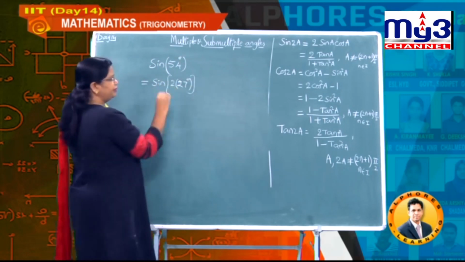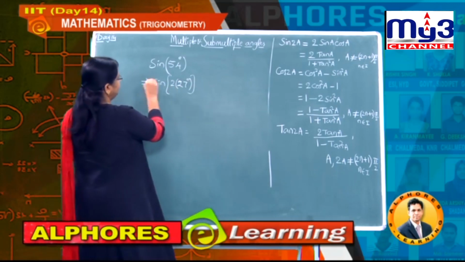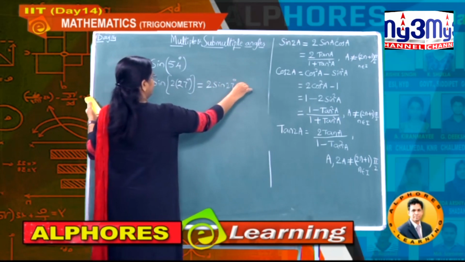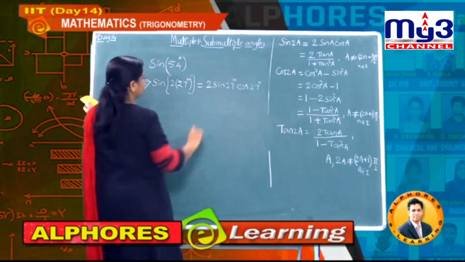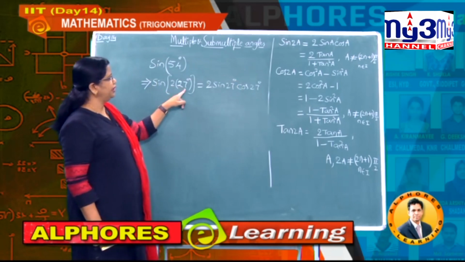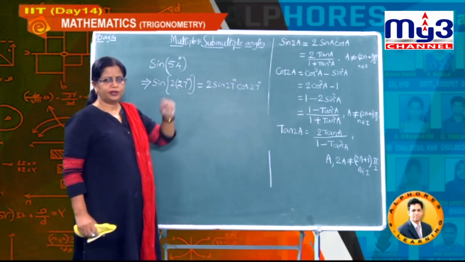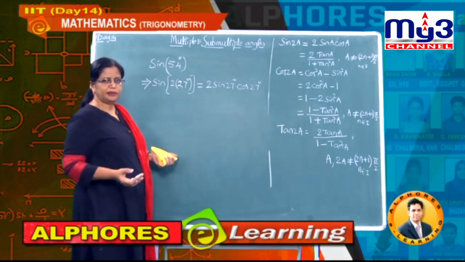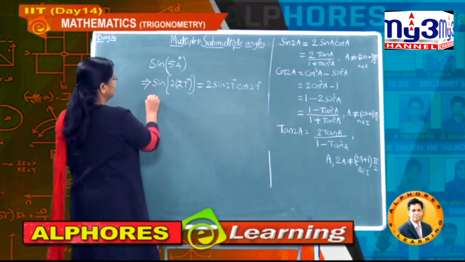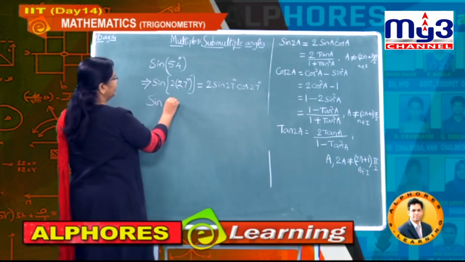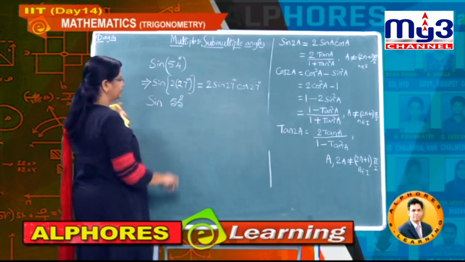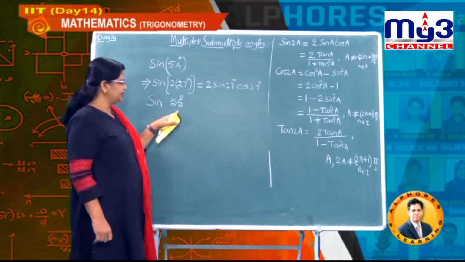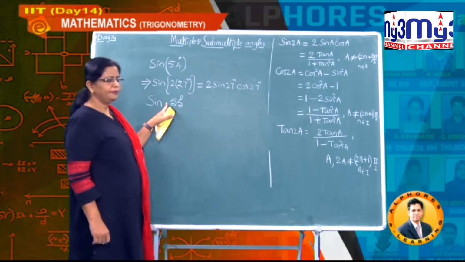Okay, 2 into 27. Thereby it will become 2 times sin 27 degrees into how much? Cos 27 degrees. Okay, sin 2A equal to 2 sin A cos A. And these are even numbers, therefore easily I can split as a multiple of 2. Suppose it is given as sin 55 degrees. Understand students? 55.